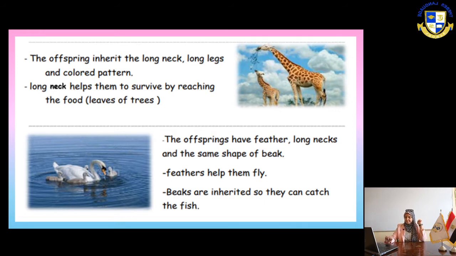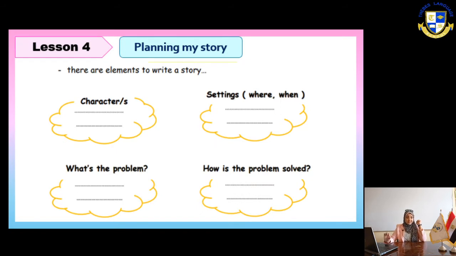Okay, now we're starting lesson 4. Lesson 4 is talking about how we can plan a story. Before writing any story, you should know 4 things. First, you should set your characters. You should know who will be in this story. Then, you should know your setting, when and where it happened. Then, you should have a problem. You should make a problem. Then, you should know how you can solve this problem.